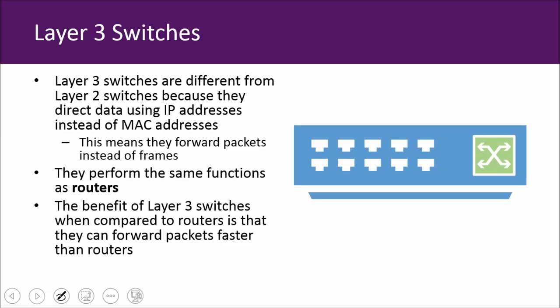Layer 3 switches are different from layer 2 switches because they direct data using IP addresses instead of MAC addresses, okay? So they forward packets instead of frames. They can perform all of the same functions as routers, but they're not routers, okay? The benefit of using a layer 3 switch versus a router is that they can actually forward packets faster than routers. Detailing how this is done is a little bit beyond the scope of this course. But if you're interested, once again, take that initiative and go ahead and Bing it, right?